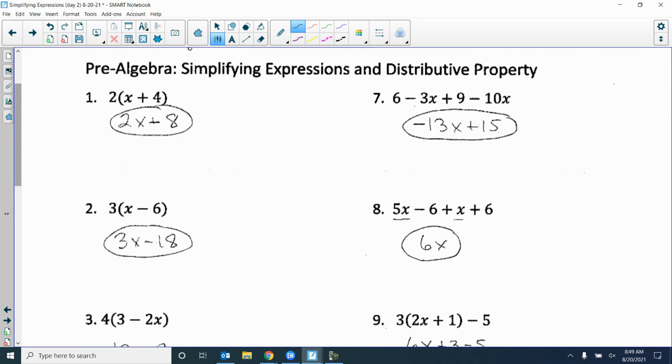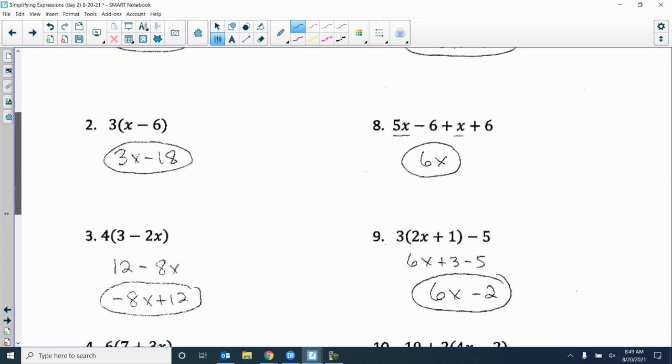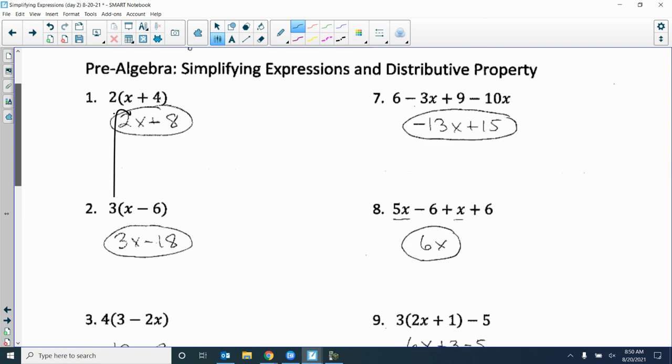For number 3, I don't want your final answer to be 12 minus 8x. We always write the variable first. So even though 12 minus 8x would be the first step, you need to rewrite that as negative 8x plus 12. Final answer. So always do that. So let me just go here. So you get 3x minus 18. Remember, you distribute.